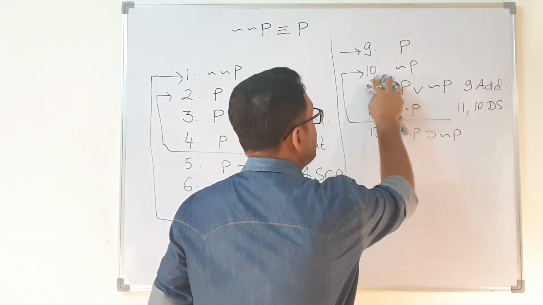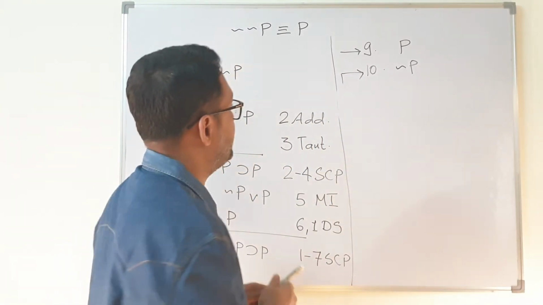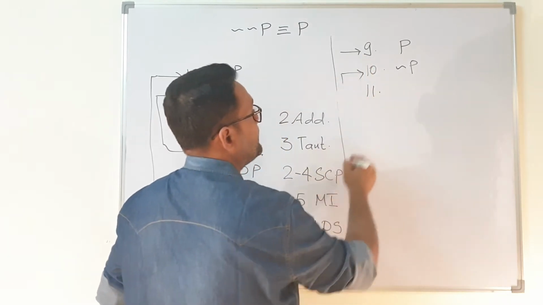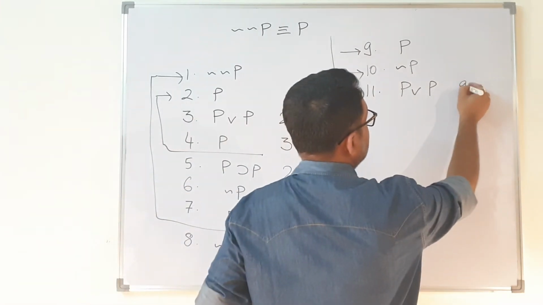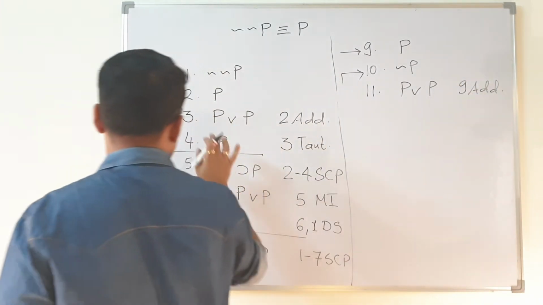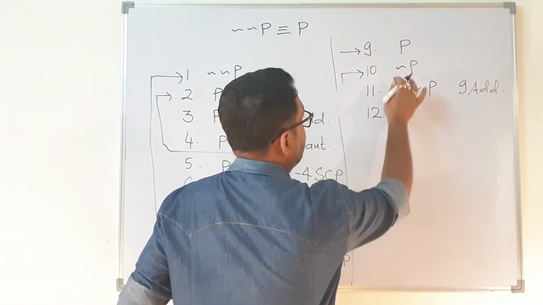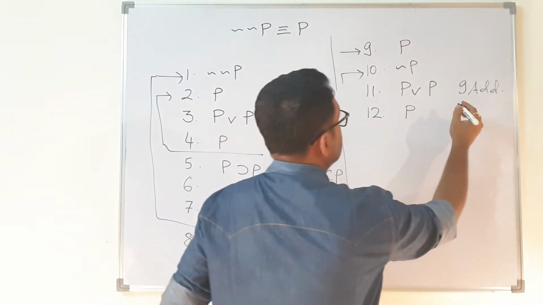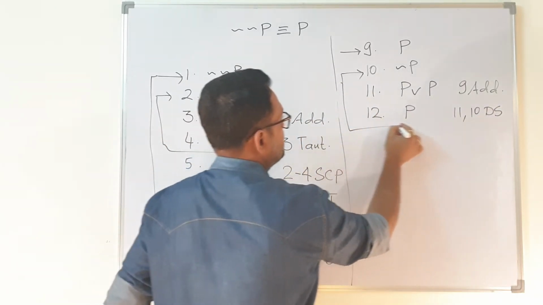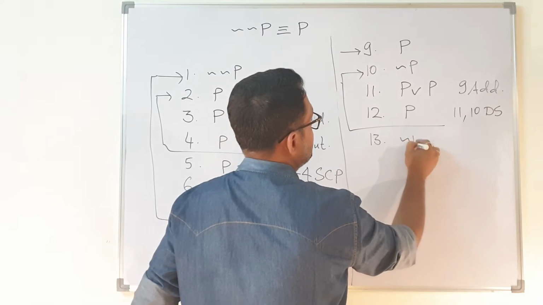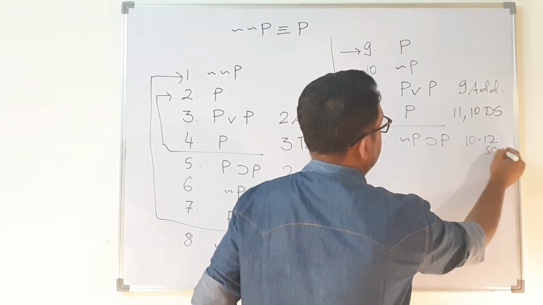I will keep this, and I will change these lines to another solving strategy. I take P wedge P. Okay, this is 9 addition. It is exactly the same which I have done here, if you see, right? Now on line number 12, I apply DS, so I will get P. So this will be 11, 10 DS. So I got P. Now I put a closure. Let me see what I will get. Negation P implies P. This is what I am going to get, 10 to 12 SCP, right?